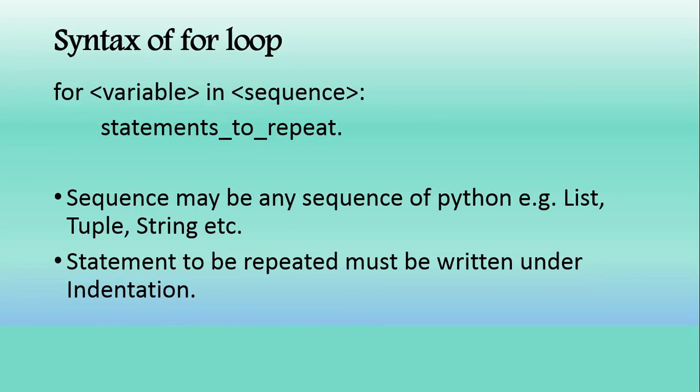Now we will learn the syntax of for loop. Here the loop will be written as follows: for, then variable name, then in, sequence, colon. In proper indentation we will write the statements which will be repeated in the loop. Here the sequence may be of any type of sequence which we have learned in Python, for example list, tuple, string, etc. Second point is that the statement to be repeated must be written under proper indentation.